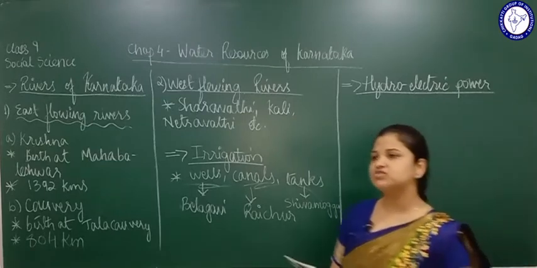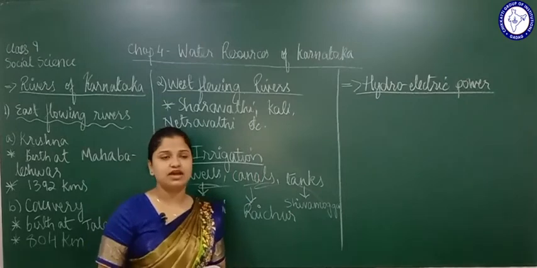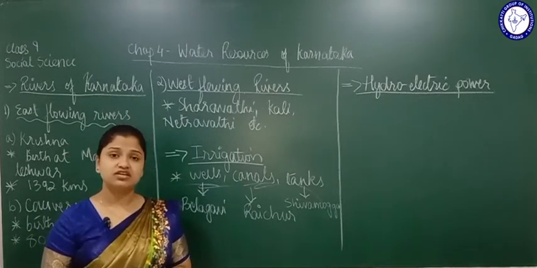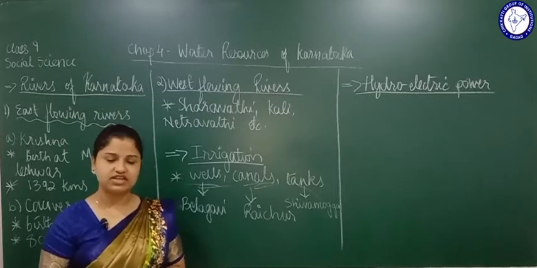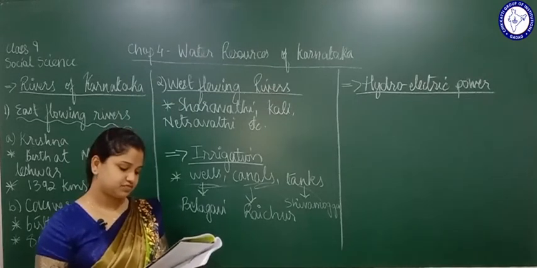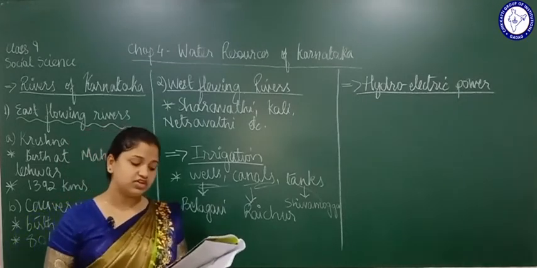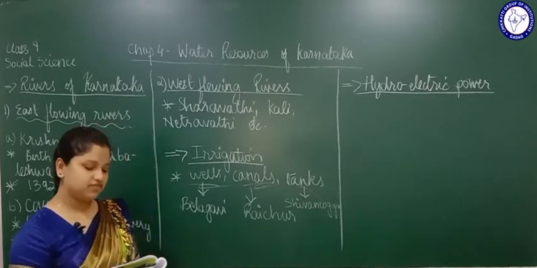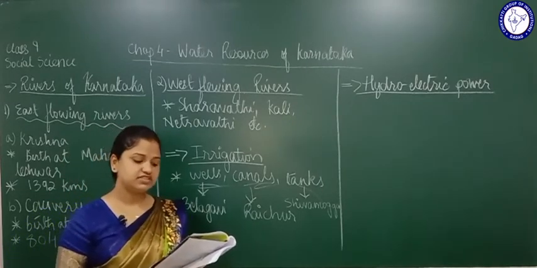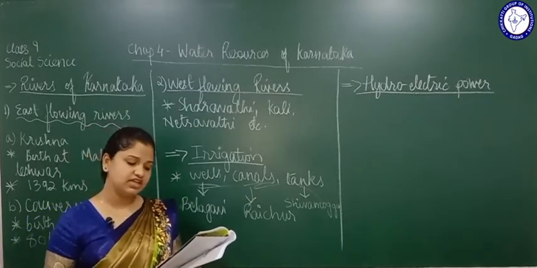So to supply power to gold mines, this particular hydroelectric power station was established in which year? In 1902, which is a century ago, right? In 1902 it was established. Okay, this project was constructed over the river Kaveri. So where was this dam constructed? This dam, Shivanasamudra Dam, was constructed again over the Kaveri river.